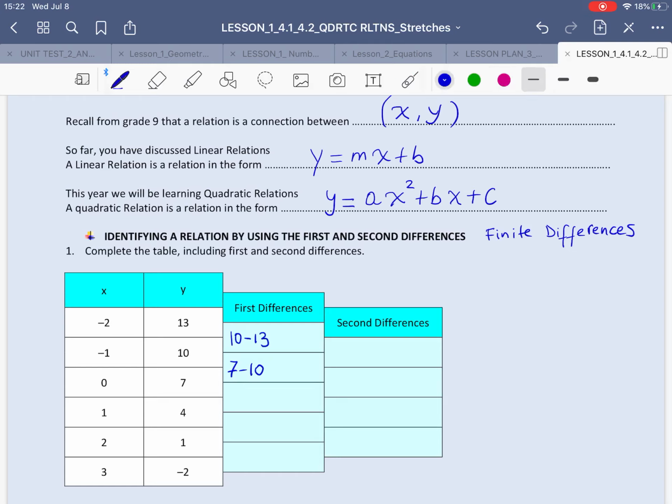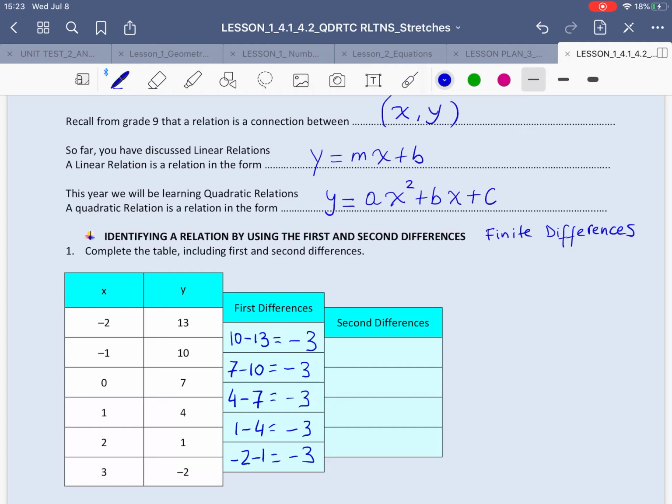The next pair, the same thing, second term minus the first term. So we don't go the other way around. We always go what comes after minus the previous, okay? This is very important, by the way. The same thing here: 1 minus 4, -2 minus 1. And since I'm here, I'm going to find those values. You probably notice that we end up with the same difference here: -3, -3, -3, -3.